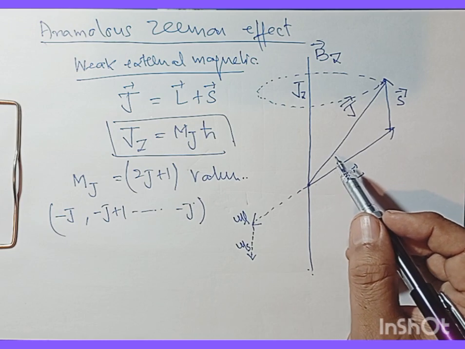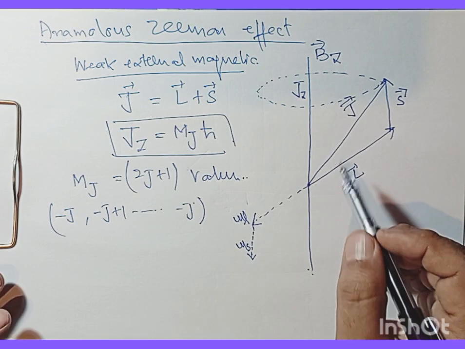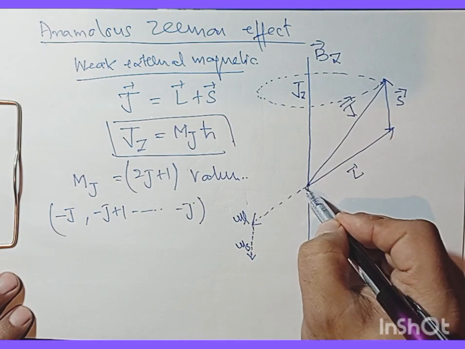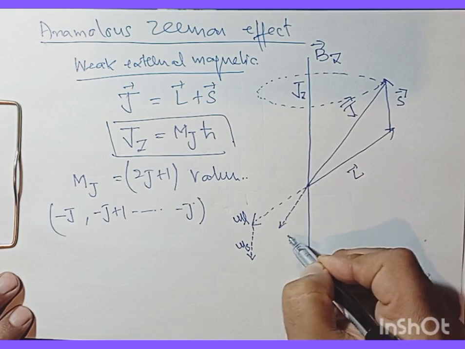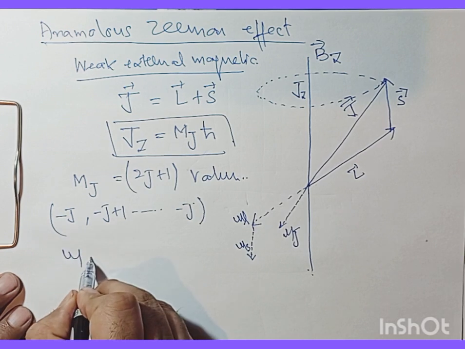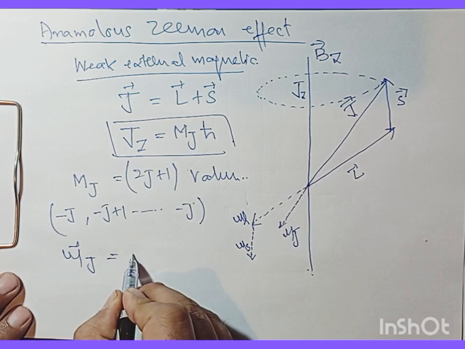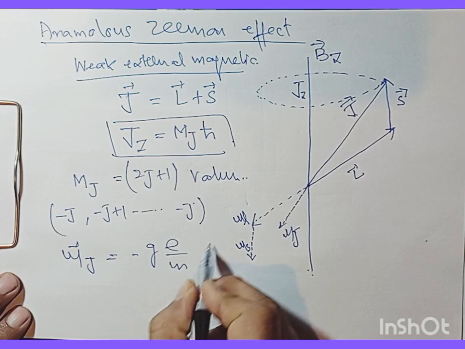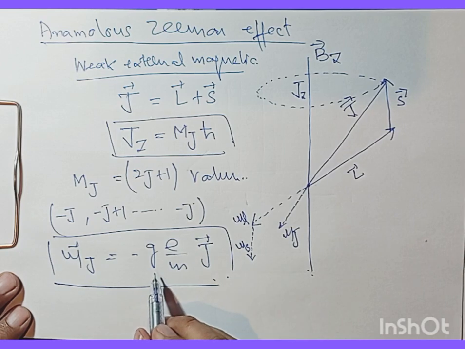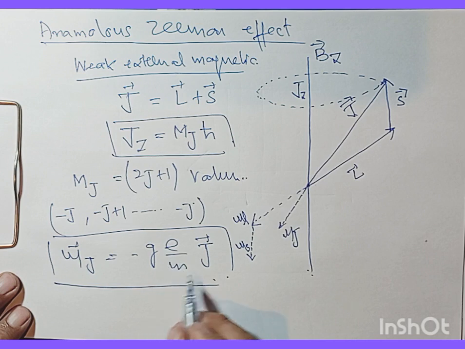We have the magnetic moment of J, which will be opposite to J. So what is this mu J? This mu J is minus G e by 2m times J. This equation was already obtained in the previous lectures, where G is the Landé g splitting factor, e is the charge of the electron, m is the mass, and J is the total angular momentum. And this G has already been derived in the previous videos.